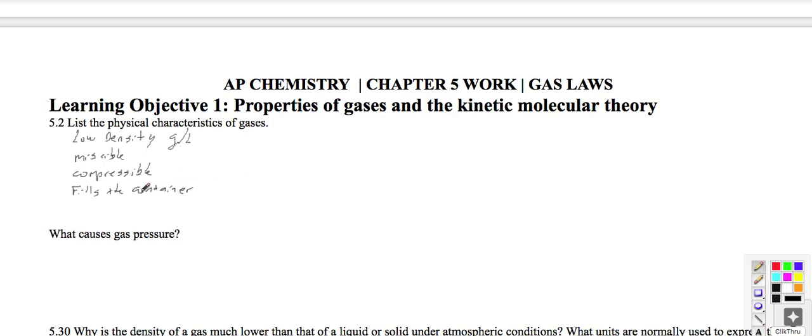It fills the container that it's in. This can also be said as having an indefinite shape and indefinite volume. That's different than liquids and solids, which both have definite volumes. This one doesn't have either shape or volume. It fills the container that it's in completely.